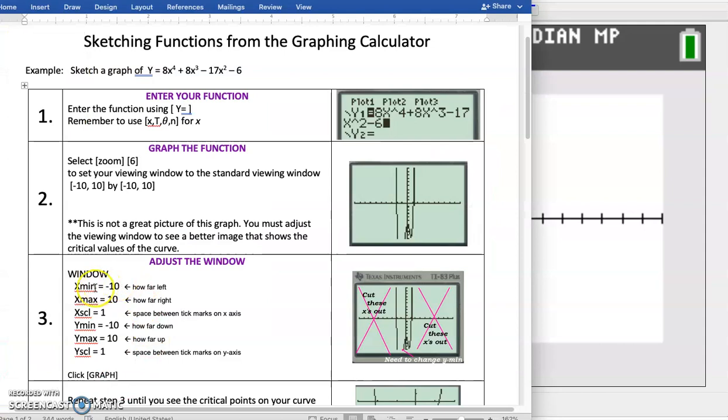And when you adjust the window, I want to remind you that your min and your max are controlling how far left and how far right for the x. For y, that's up and down. So your minimum is how low and how high you're going to see. Your x scale and your y scale are just how far apart your tick marks are on each axis.